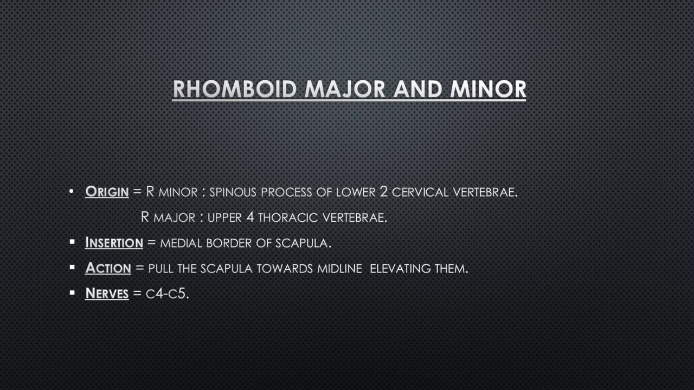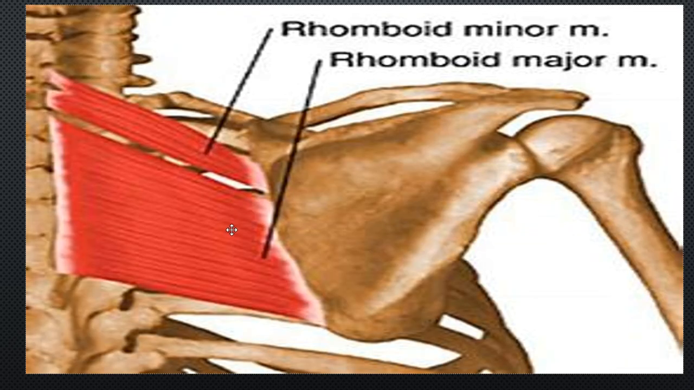The origin of rhomboid minor is the spinous process of the lower 2 cervical vertebrae, and rhomboid major the upper 4 thoracic vertebrae. The insertion is the medial border of the scapula. Both muscles run obliquely and often merge with each other. The muscles lie directly beneath the trapezius.